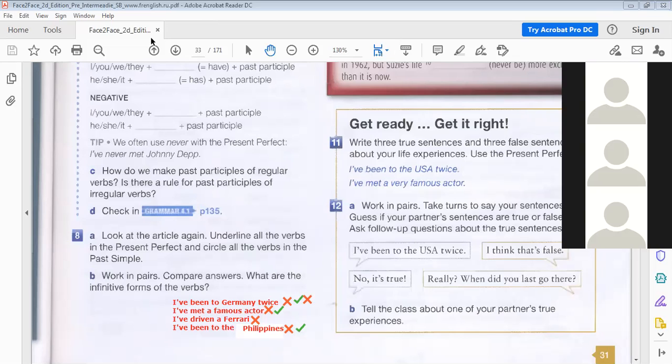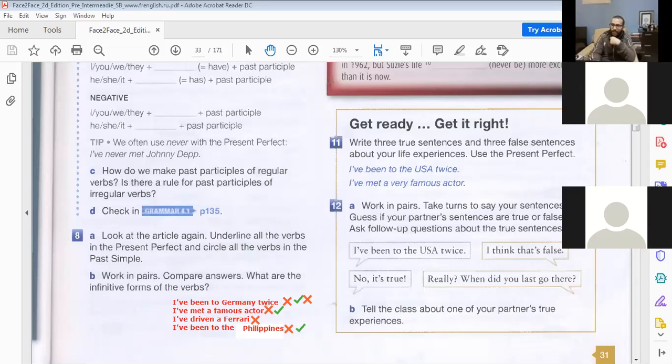Rashid. Number 1 and number 2 true. So you've been to Germany twice and you've met a famous actor. Who's the famous actor you met? Is he the Libyan actor? Yes. Okay. Is he famous? Or not really famous? No, I'm just joking. You're joking, okay. And so the Ferrari and Philippines are false. You've never driven a Ferrari and you've never been to the Philippines. Yes.